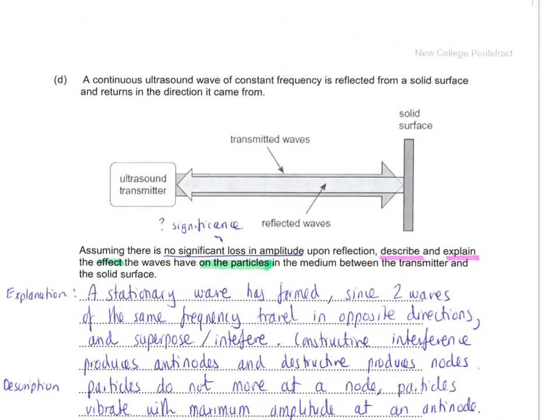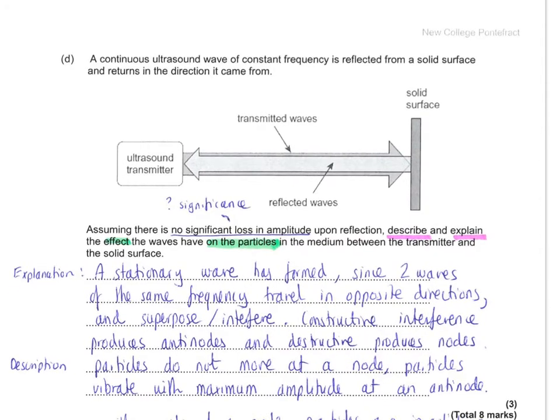We then have got another question, just like we had back in question 10, where ultimately what it's asking us to do is to spot that we've got stationary waves forming and to therefore give some explanation on the basis of that. So we've got a continuous ultrasound wave of constant frequency being reflected from the solid surface and it returns in the direction it came from. So there's my transmitter and there's my reflected wave. Assuming there's no significant loss in amplitude upon reflection, describe and explain the effect of the waves on the particles in the medium in this area between the transmitter and the solid surface.